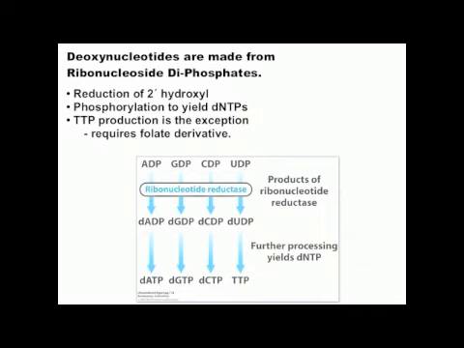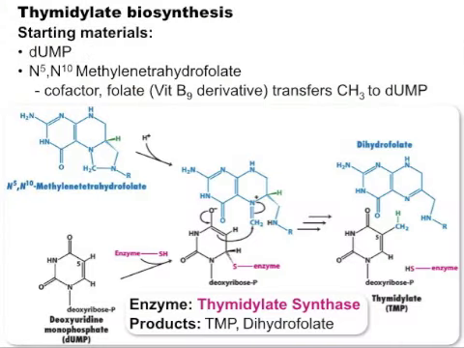Deoxynucleotides are made from ribonucleoside diphosphates. We're going to reduce the 2' hydroxyl, and then we're going to phosphorylate the diphosphate to make a triphosphate. The exception to this is the production of TTP. This requires a folate derivative in a special pathway. For this, we need deoxyuridyl monophosphate, dUMP, and the cofactor N5,N10-methylene tetrahydrofolate.